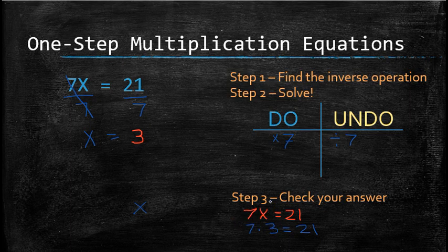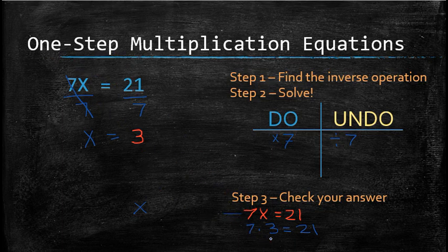And the reason why I'm not using the actual times symbol here between 7 and 3 is because we're working with variables here. And if I put an actual x as a multiplication sign in between my 7 and my 3, it might confuse me and I might actually think that that's a variable. So that's why I like to use the dot there instead.